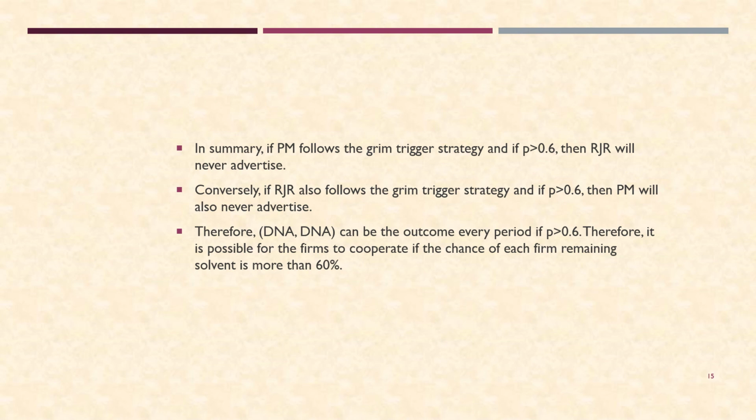Let us summarize what we found. We found that if PM follows the grim trigger strategy and the chance of the game continuing for one more period is greater than 60%, then RGR never advertises. Because of symmetry, the same conclusion will hold if we switch the words RGR and PM. Hence, we conclude that firms will never advertise if each firm plays the grim trigger strategy and if the chance of the game continuing for one more period is greater than 60%.